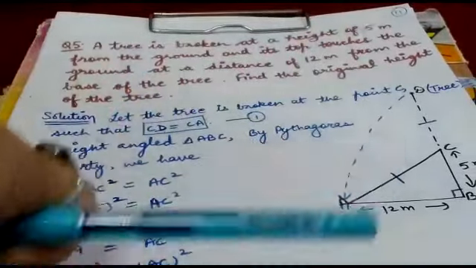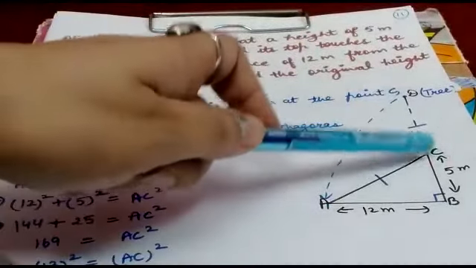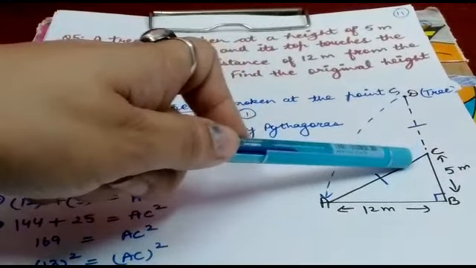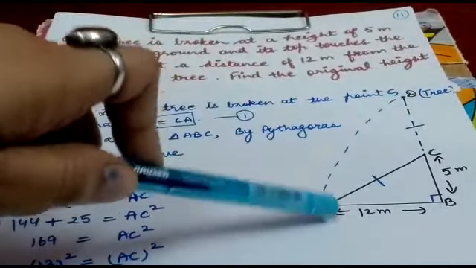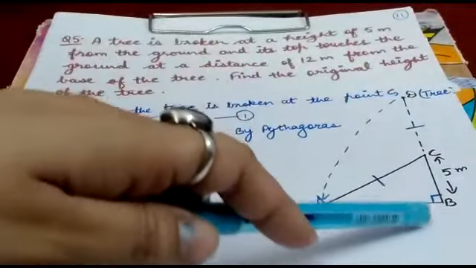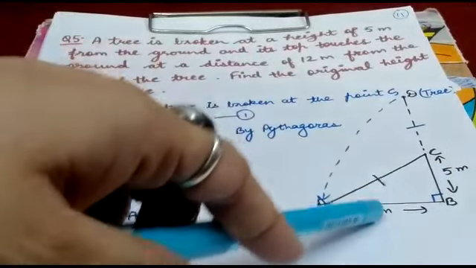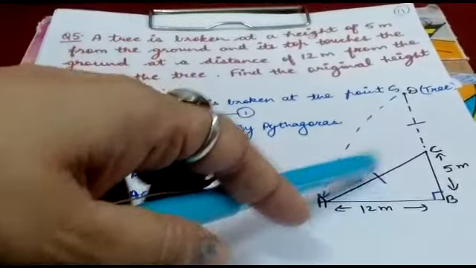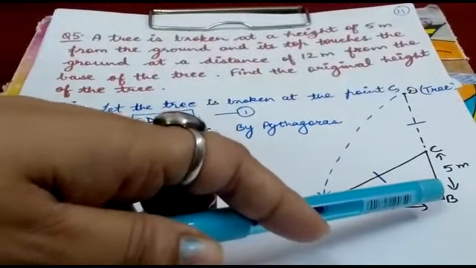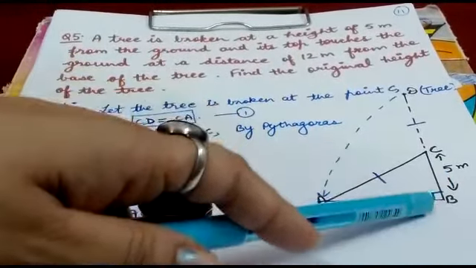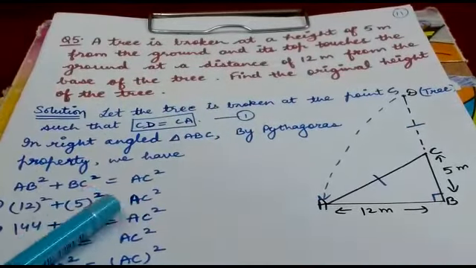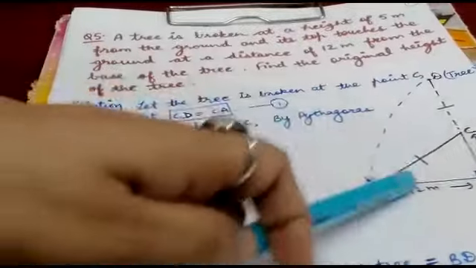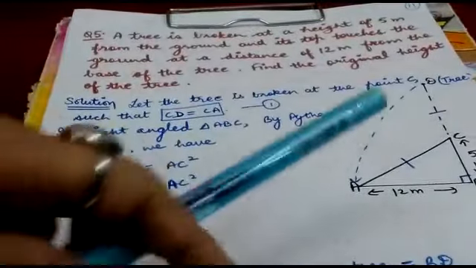Okay, let the tree be broken at a point C, such that CD is equal to AC. Now in the right angle triangle, what is given to you? 5 is given to you, 12 is given to you. You have to find out this hypotenuse, because we know that the side opposite to the perpendicular is the hypotenuse. So AC is the hypotenuse. That means AC square is equal to AB square plus BC square. Now what is AB? 12 here.